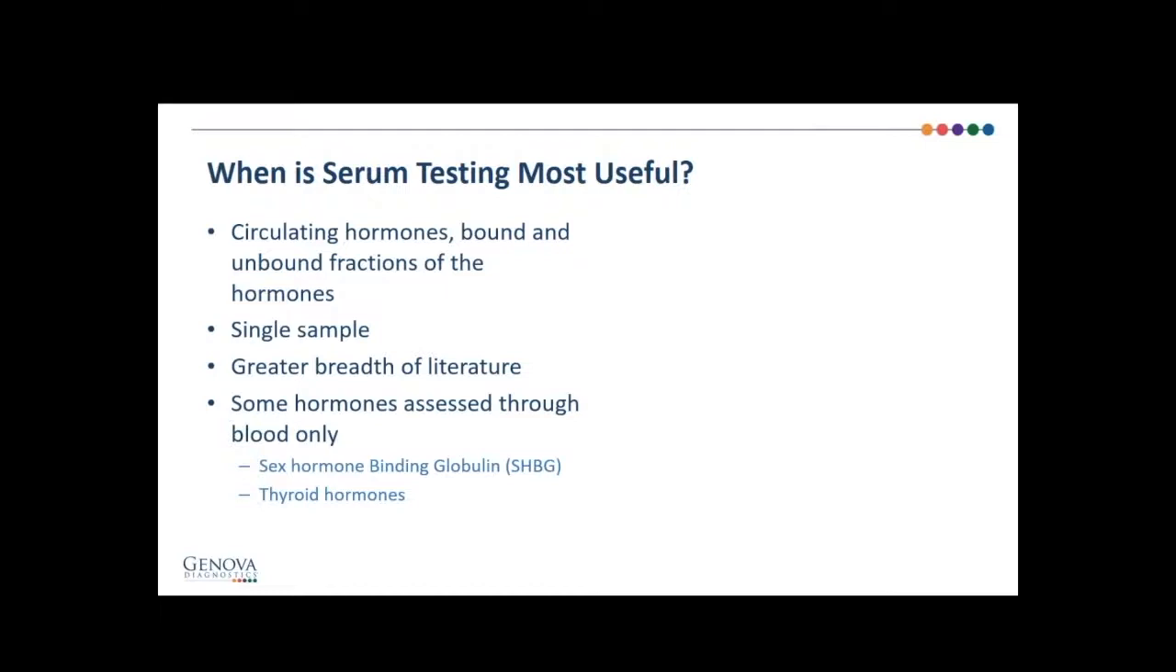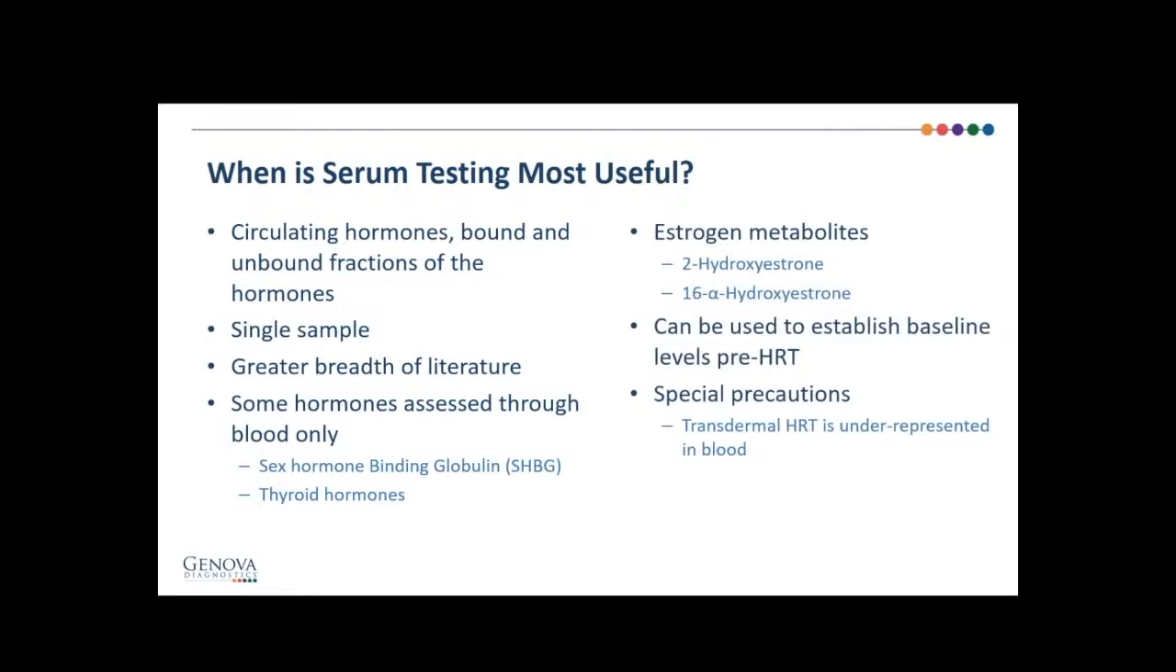Some hormones are assessed through blood only. So if you want to look at sex hormone-binding globulin specifically, you need to do that in a blood test. If you want to look at thyroid hormones, there are other options, but really your gold standard will be thyroid hormone testing through blood. And then there are estrogen metabolites. We have a test, and we'll look at that in a moment, the hormonal health test. It does include 2-hydroxyestrone, a phase 1 metabolite of estrogen. It has a 16-alpha-hydroxyestrone as well. But I would reiterate that if you're really looking for metabolites, blood is not your best option. That's when you start thinking about urine testing.